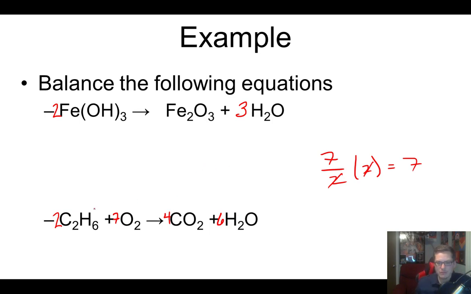We can double check it. We've got 4 carbons on the left side, 4 carbons on the right side, 12 hydrogens on the left side, 12 hydrogens on the right side, 14 oxygens on the left side, and then 4 times 2 is 8, plus 6 times 1 is 14, so 14 and 14.